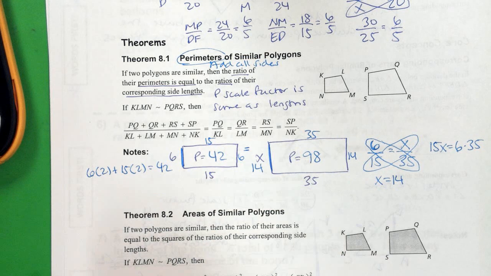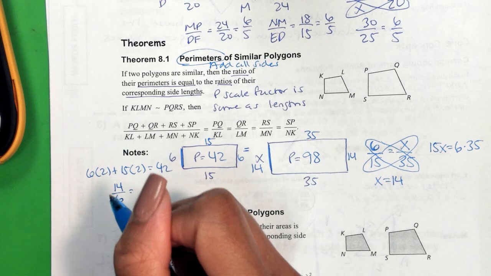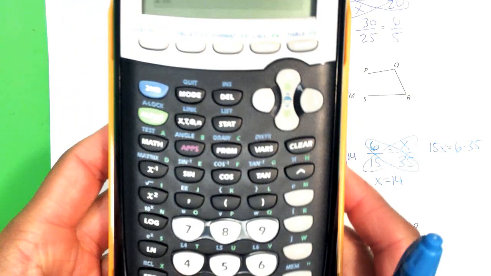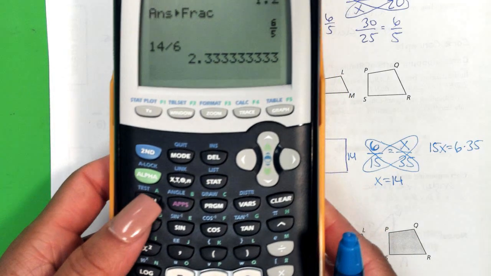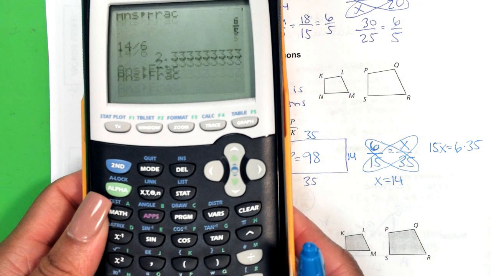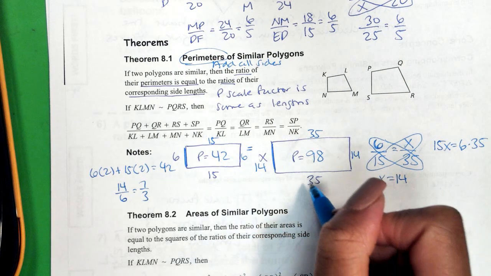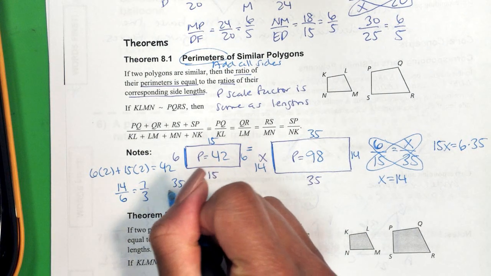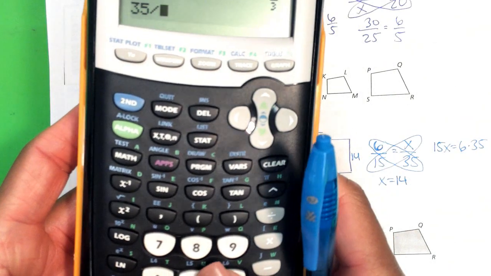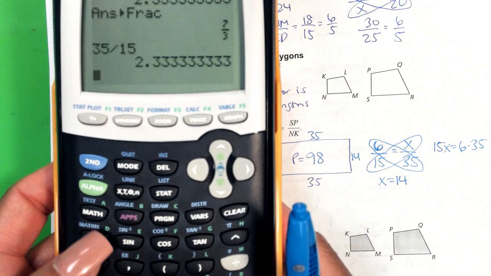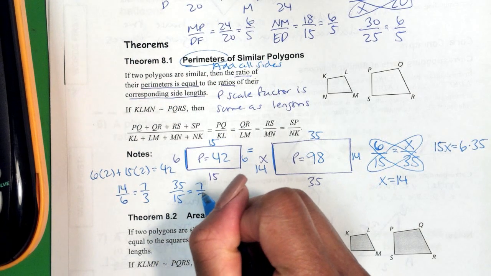So I have 14 over 6. And I end up with that long decimal. Make sure you use math, fraction, fraction. End up with 7/3. Now let's check our other ones. I have 35 over 15. So 35 divided by 15. I still end up with 7/3.